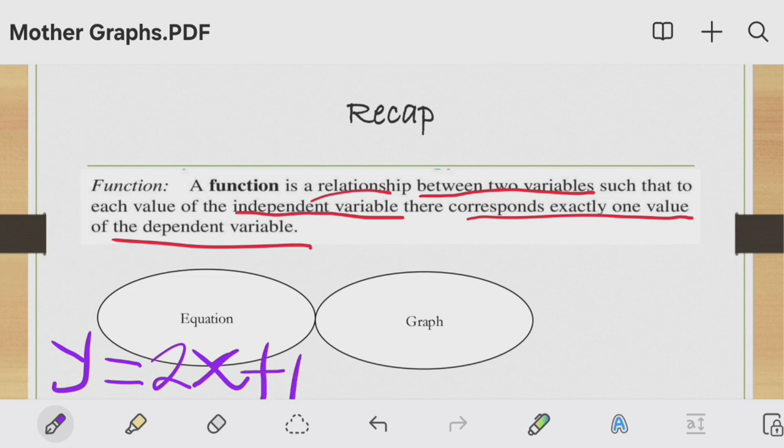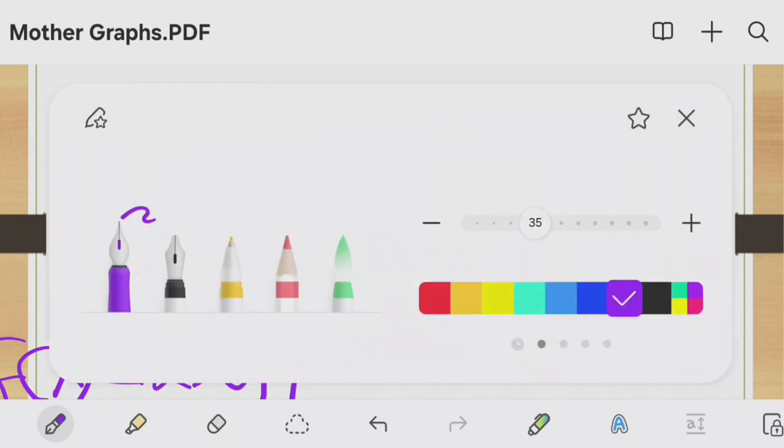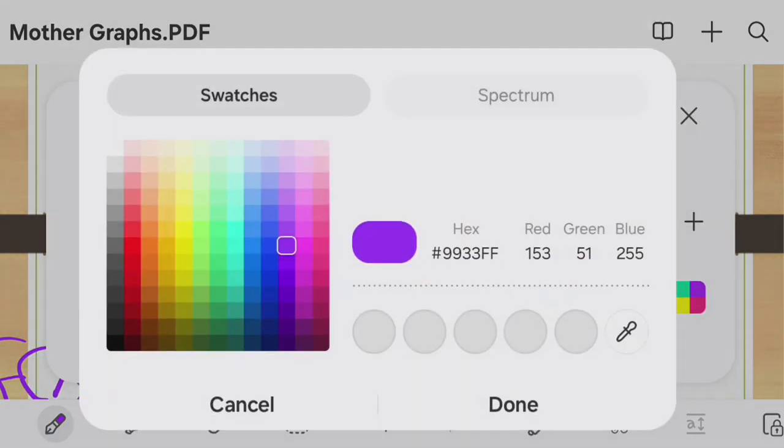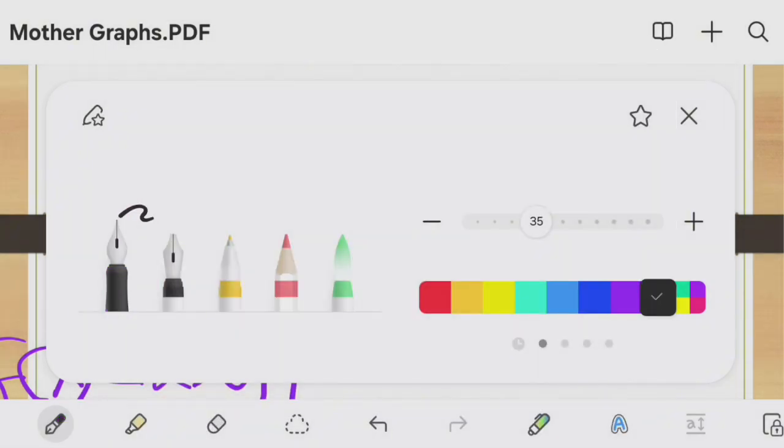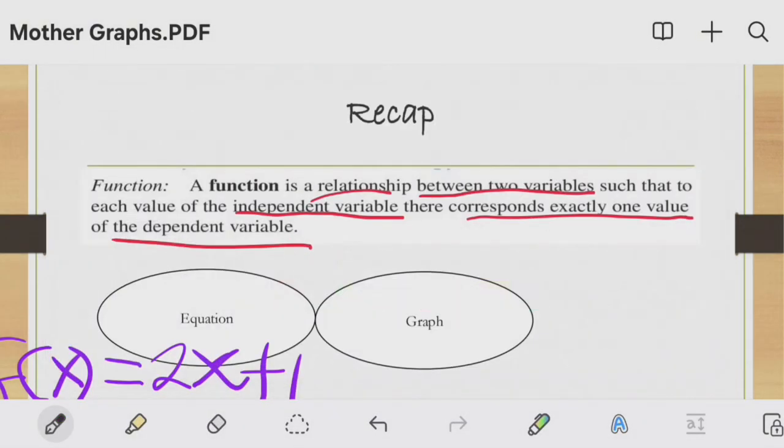And recall that instead of saying y, we could say f of x, because now we are using what we call function notation. So f of x equals maybe 2x plus 1. That is the equation of the function. How then could we represent it graphically? Well, as we said, it is a relationship between two variables.